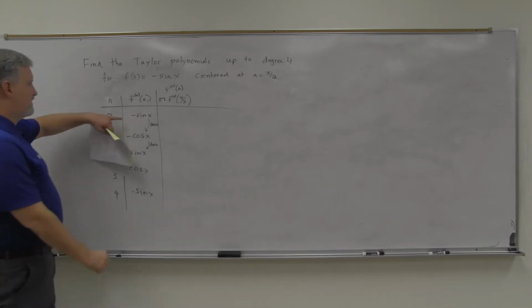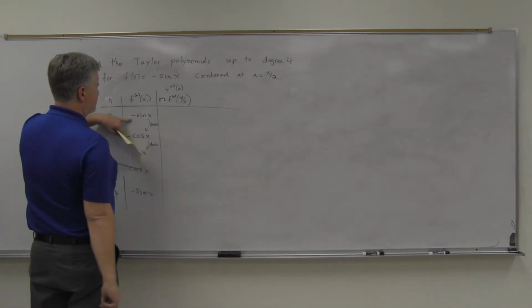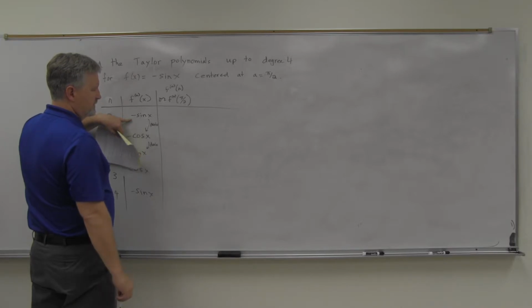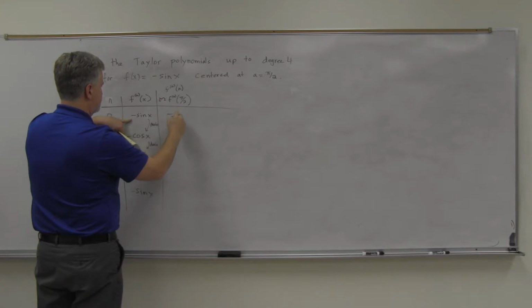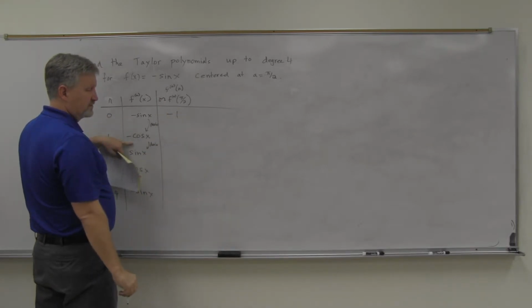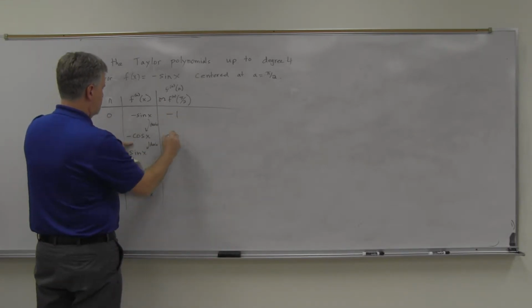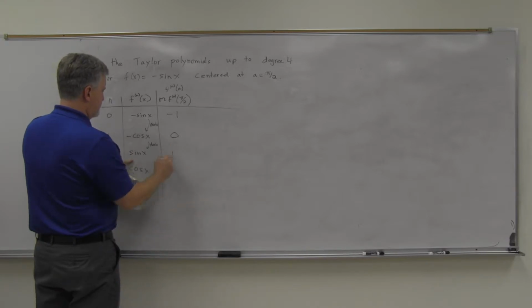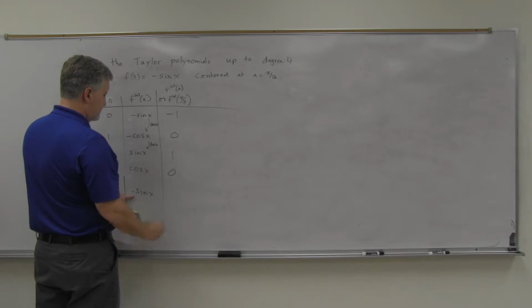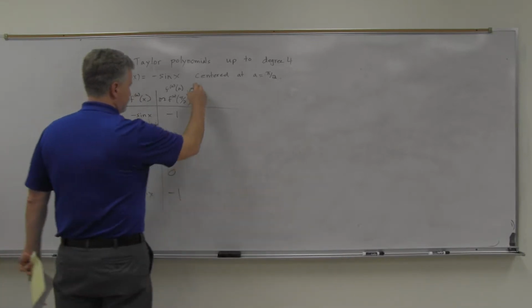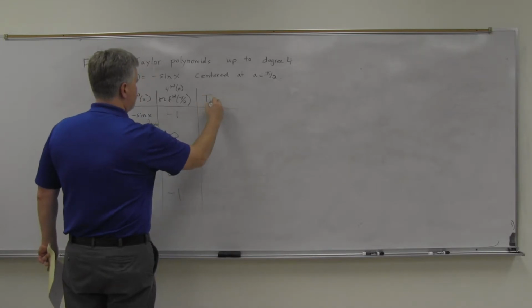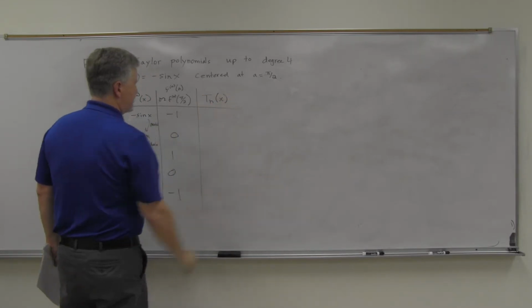All right, so the nth derivative evaluated at pi over 2. What's sine of pi over 2? 1. So minus 1. Cosine of pi over 2, 0. Sine of pi over 2 is 1. Cosine of pi over 2 is 0. Minus sine of pi over 2 is again back to minus 1. Okay. So now we can do our Taylor polynomials.